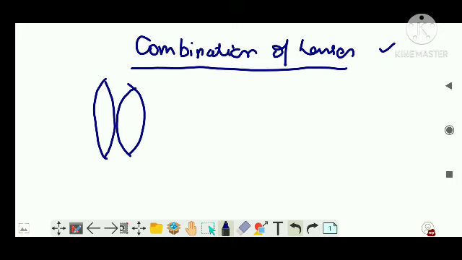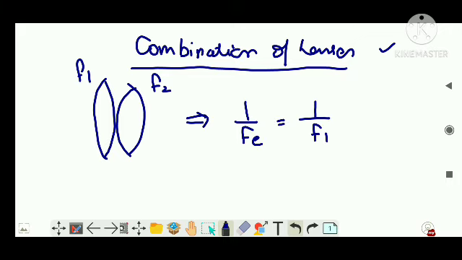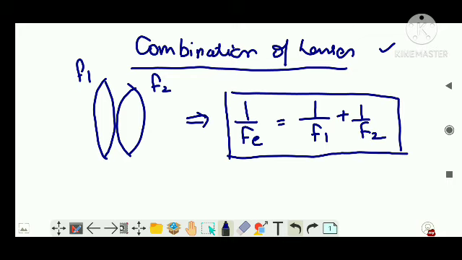to each other, let's say this one is having focal length f1 and this is having focal length f2. Then the equivalent power of the system of two lenses is equal to 1 by f1 plus 1 by f2. If there are multiple lenses, it will be 1 by f1 plus 1 by f2 plus so on, right? So when two thin lenses are kept in contact with each other or combined to form a system, then 1 by f equivalent is equal to 1 by f1 plus 1 by f2. Simple, right? Now we are going to derive this equation.